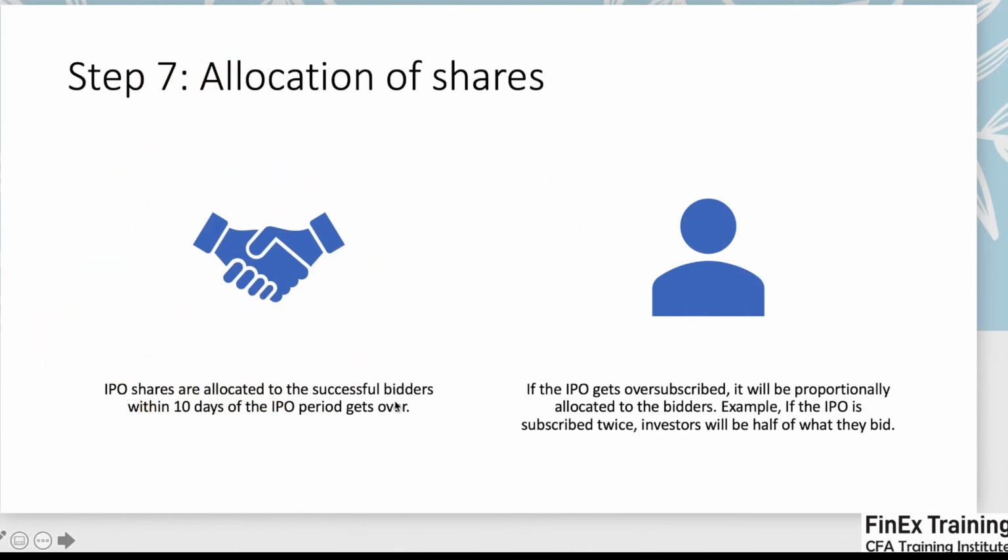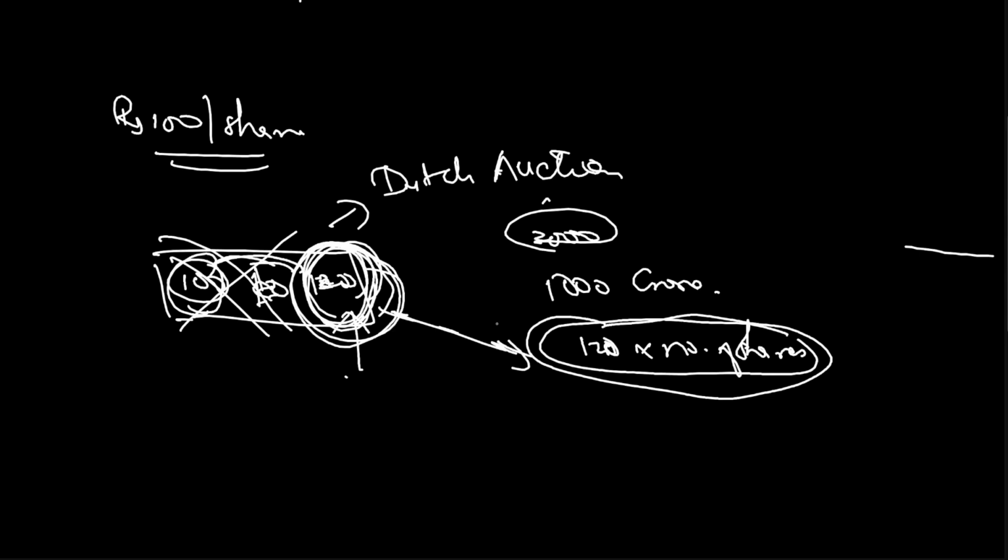Okay, and then allocation of shares. IPO shares are allocated to the successful bidders. Now, what do you mean by successful bidders? That's what I was explaining to you over here. Imagine enough people have shown interest. Then 120, whoever placed the order for 120, whoever placed this IPO issue for 120, they are the successful bidders.